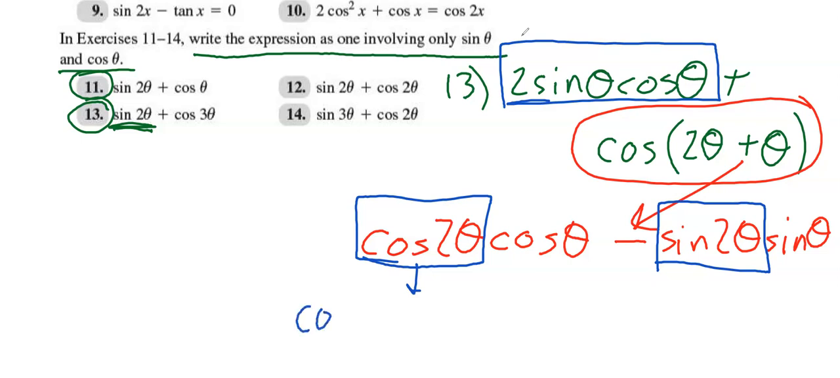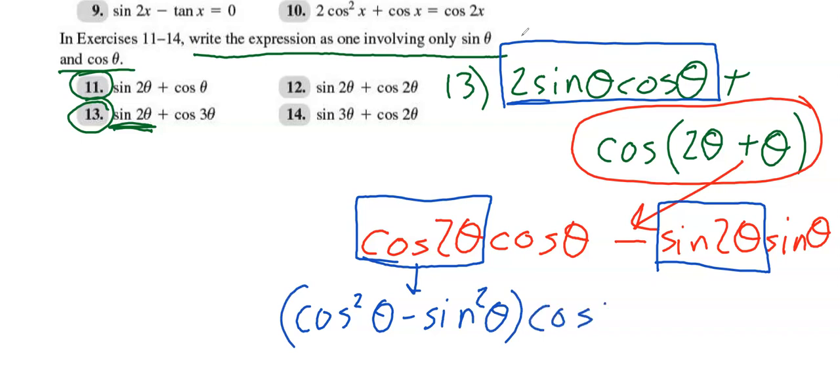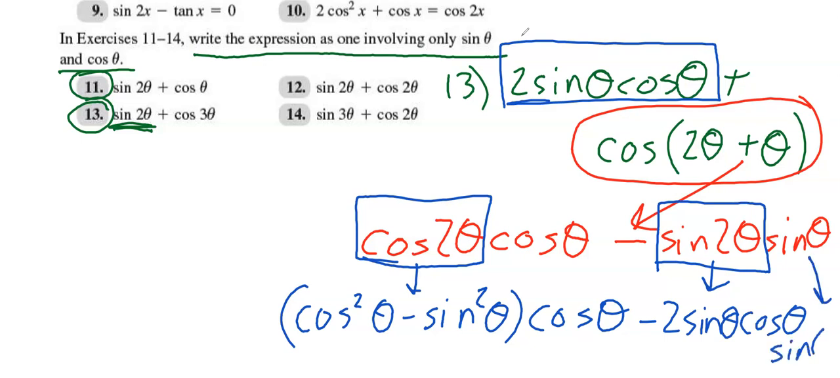So if we chose the cosine squared theta minus sine squared theta, then we have eliminated the double angles. And we only have one choice for that, right? Minus 2 sine theta cosine theta. Man, I'm running out of room. And a sine theta at the end.